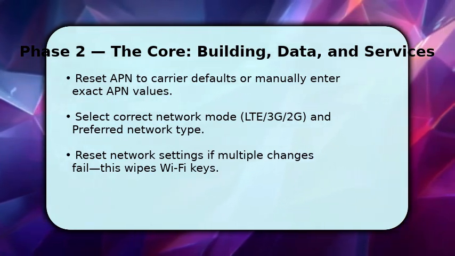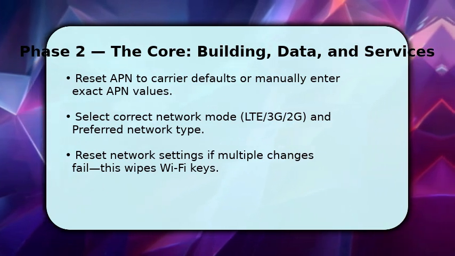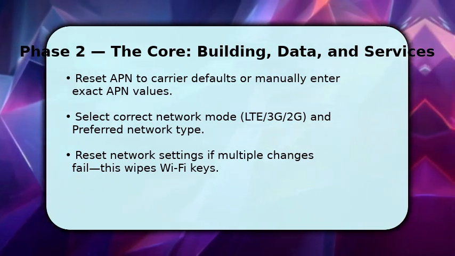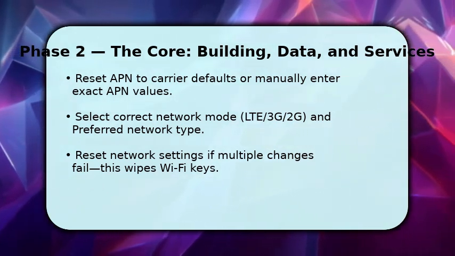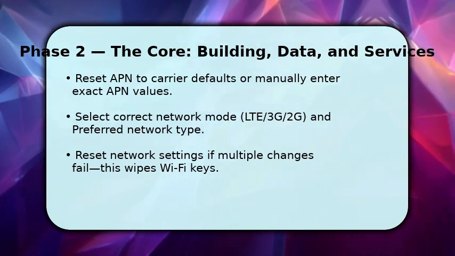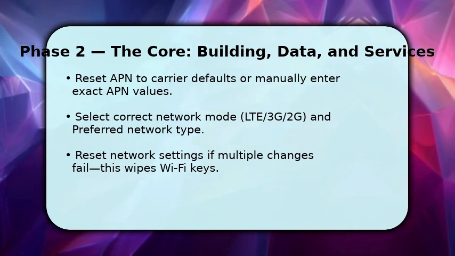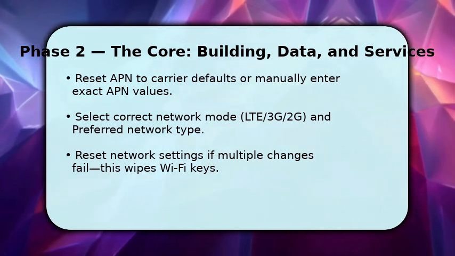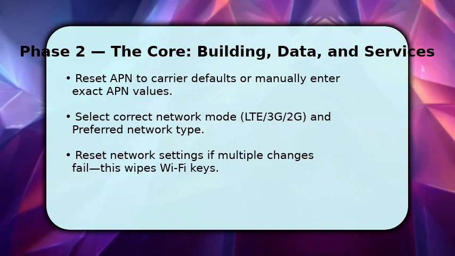Open APN settings and either reset to default or input the carrier's exact values: name, APN, username, password, MCC, and MNC. Wrong entries block data. Then make sure preferred network type includes LTE or 4G. Some phones stuck on 3G won't route modern data.